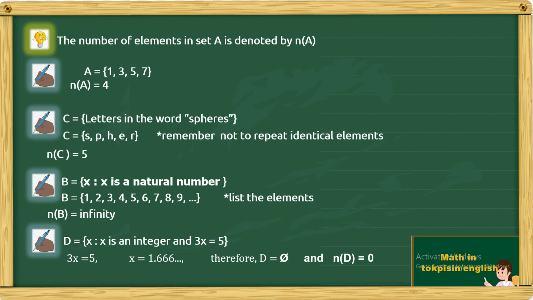1.666 recurring. Therefore, D is equal to a null set, because 1.666 recurring is not an integer. So set D is equal to a null set. The number of elements in set D is equal to 0, because a null set is a set with no elements.